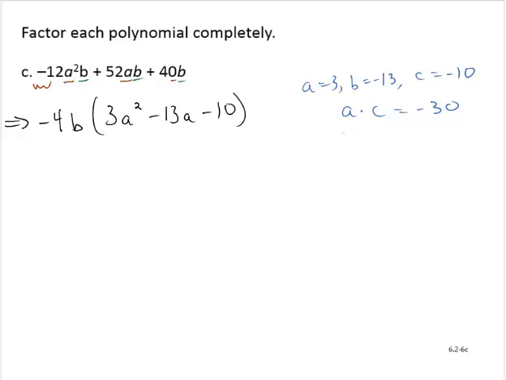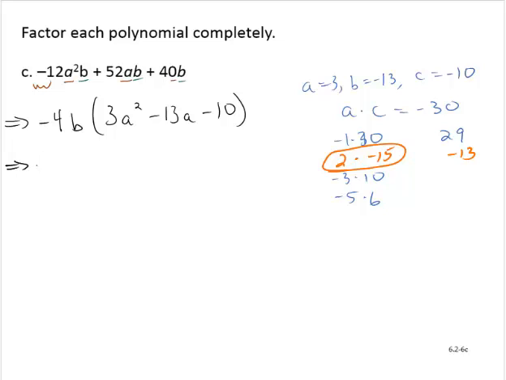So let's find factors of negative 30. Negative 1 times 30, negative 2 times 15, negative 3 times 10, and negative 5 times 6. Finding those sums: 29, 13. Negative 2 plus 15 is 13. Well, wait a second, I wanted a negative 13. So let's change the signs. Oh, I did it again. 2 times negative 15. If I find their sum, that's negative 13, so this is the pair that I want.